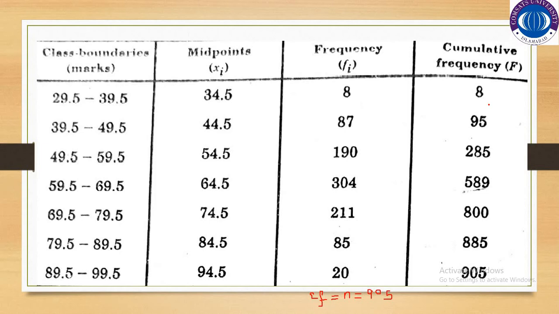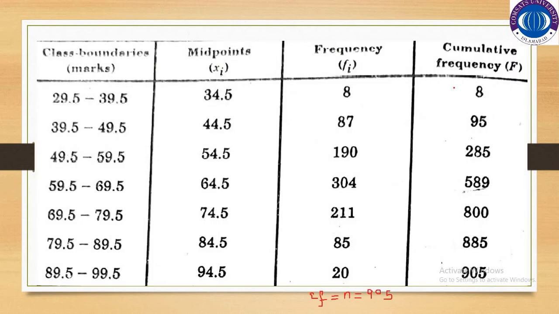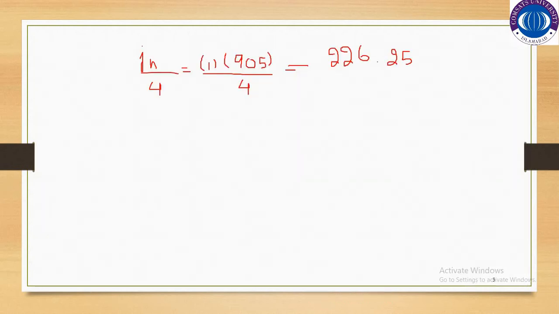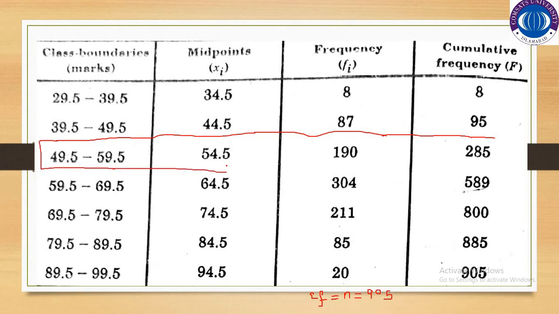and see up to which class this particular number, 226.25, lies. This one, 8, is smaller than that number. 95 is also smaller. 285 is larger than 226.25. So this is the class in which J into N by 4, which is 1 into 905 divided by 4, which is 226.25, lies. So we will select this class as the first quartile class. You can say this is the Q1 class.